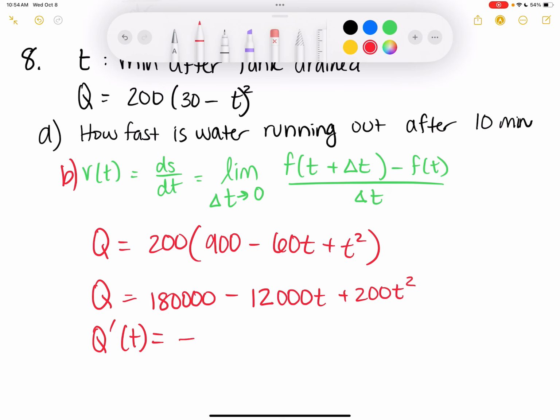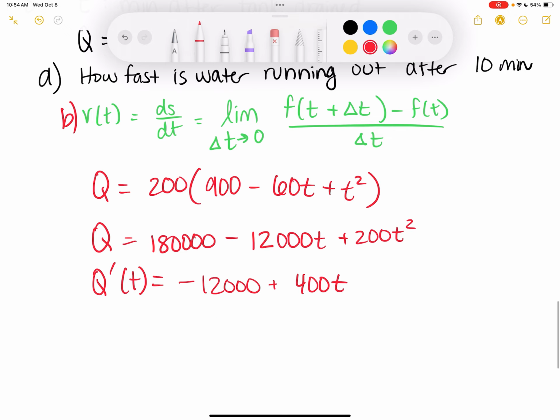Negative 12,000 and 2T plus 2T. Oh, 200T. Oops. Right, put the 200. So 400T then, yeah. Just need 2 more zeros. So then now I can take this and evaluate it. It wants it specifically at the end of 10 minutes, so that just means I need to plug in 10. So Q prime of 10 is negative 12,000 plus 400 times 10.